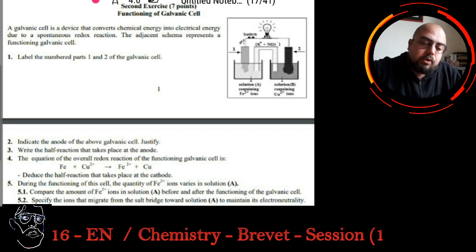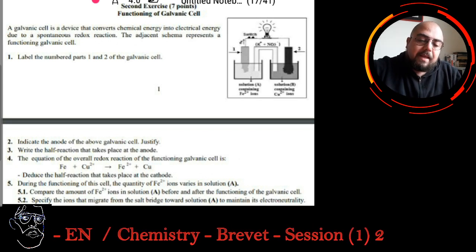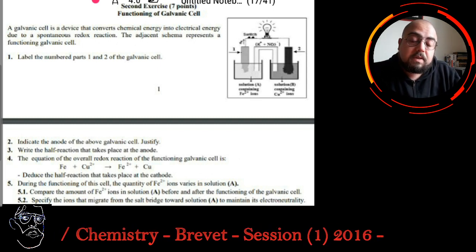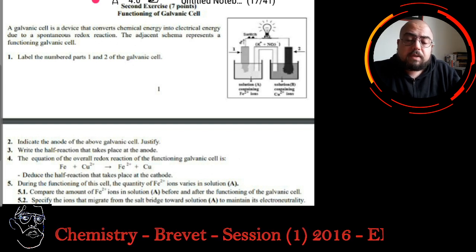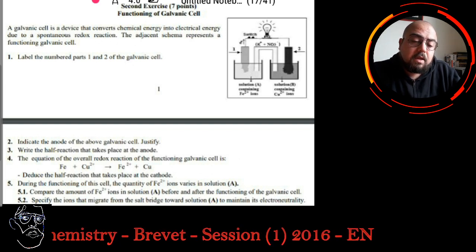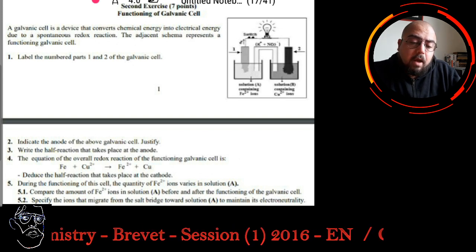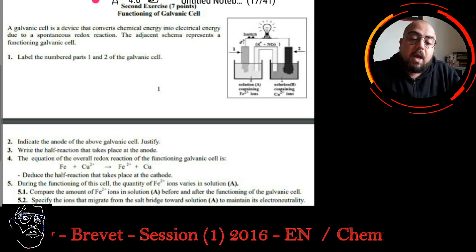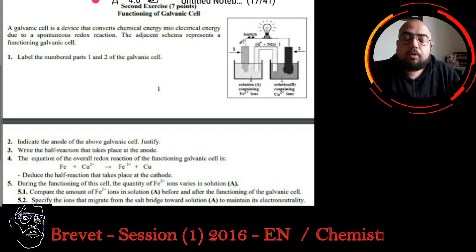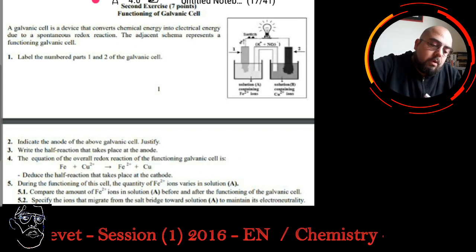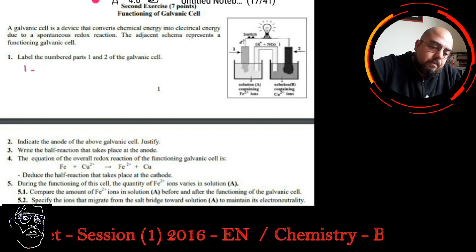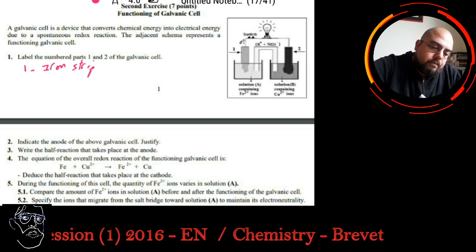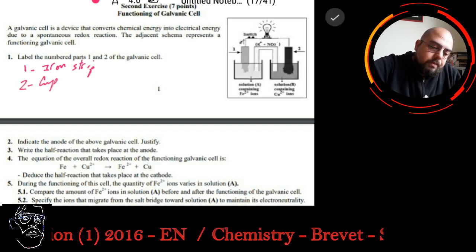So the number 1 is actually a strip which is immersed in Fe2+, while the strip number 2 is immersed in Cu2+. In order to have a functioning galvanic cell, you need to immerse an iron strip in a solution containing Fe2+, and a copper strip in a solution containing Cu2+. So 1 will be the iron strip. As for 2, it will be the copper strip.